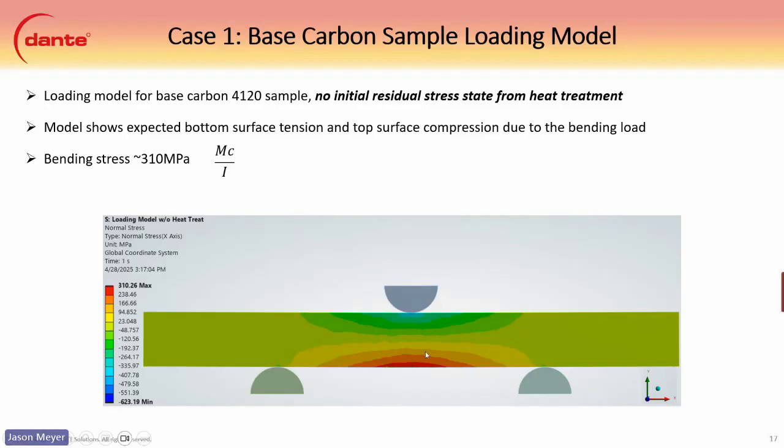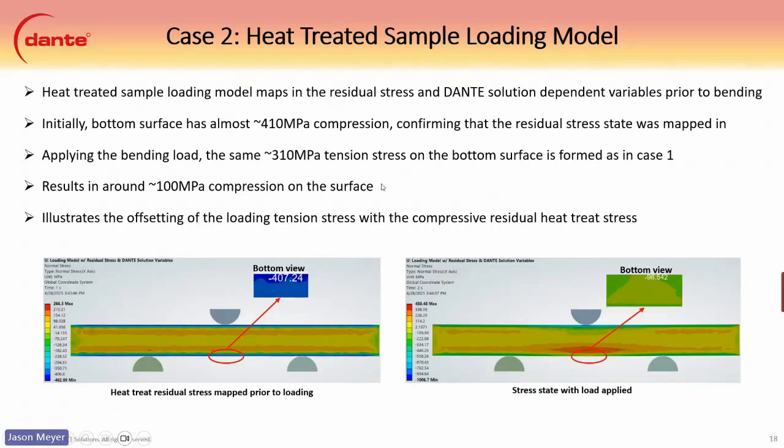The bending stress is pretty much as you would see from the book. It's just MC over I, and it comes out to be 310 MPa. So your moment, your distance from the neutral axis, and then your moment of inertia for the MC over I. So it gives us about 310 in tension on the bottom surface, which is kind of what we can expect. And again, the heat treatment loading model is mapped in.